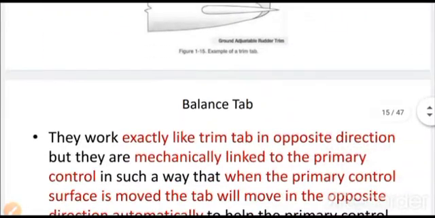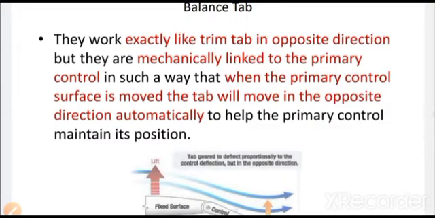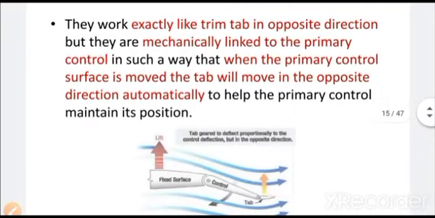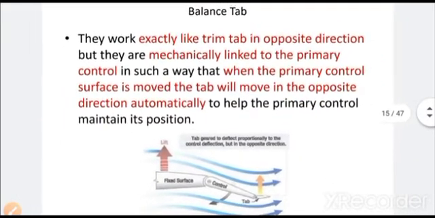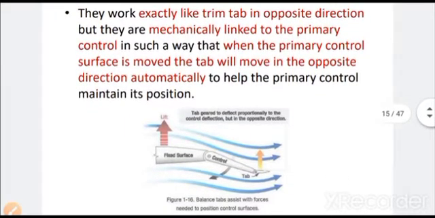And then we have the balance tab. The balance tab acts in the opposite direction, but it is mechanically linked to the primary control surface in such a way that when the primary control surface is moved, the tab will automatically move in the opposite direction to help the primary control maintain its position.